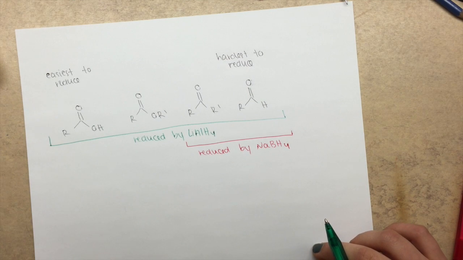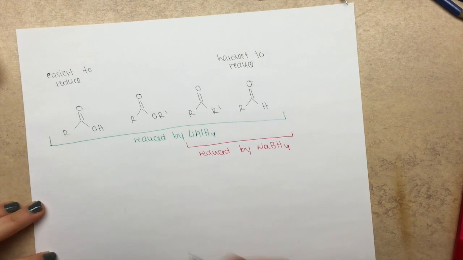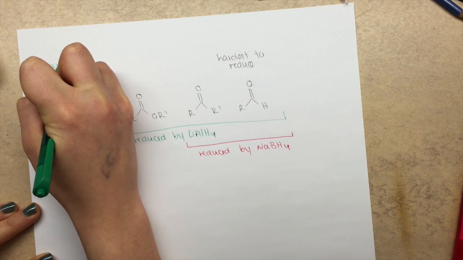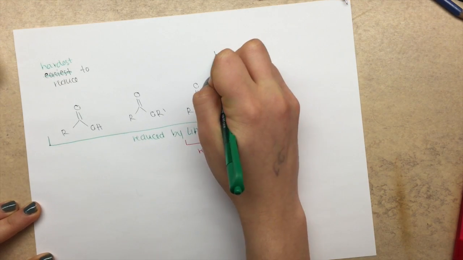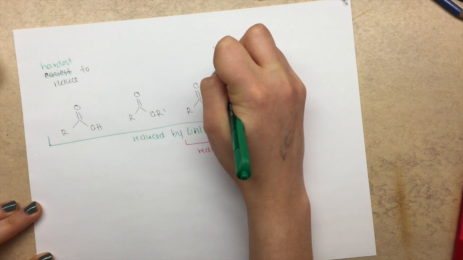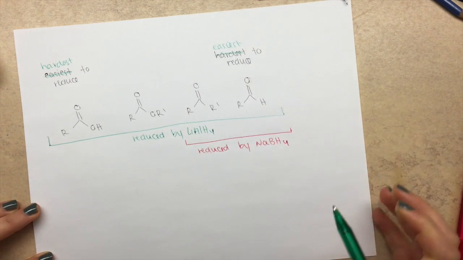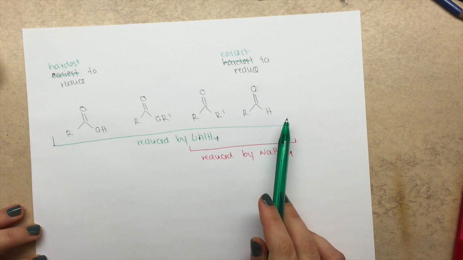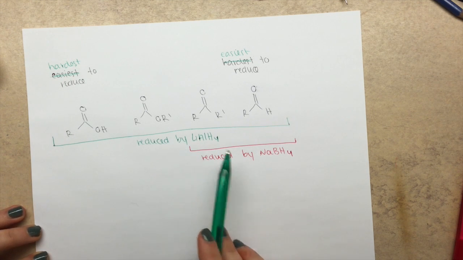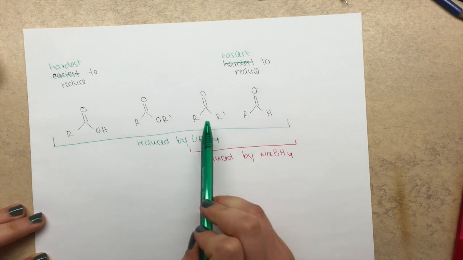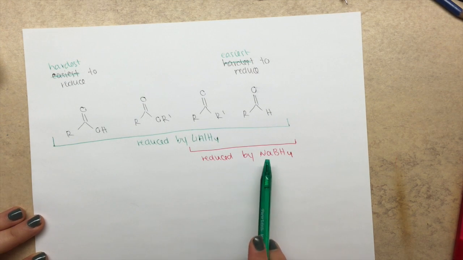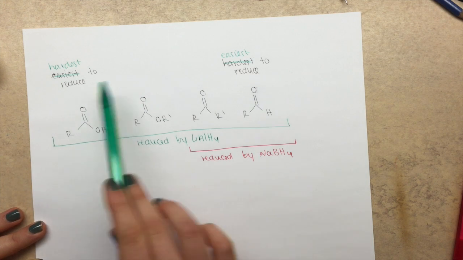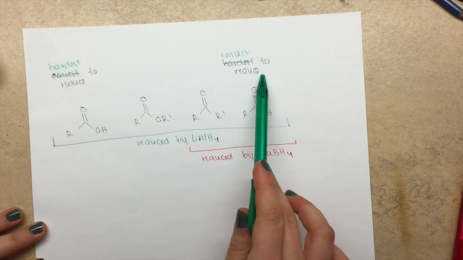So now, this is the overall, oh, this is wrong. These are the hardest to reduce, and these are the easiest to reduce. Okay, so we can see that all of these carbonyl compounds can be reduced by lithium aluminum hydride, but only ketones and aldehydes can be reduced by sodium borohydride. And this is the ease of reduction order.